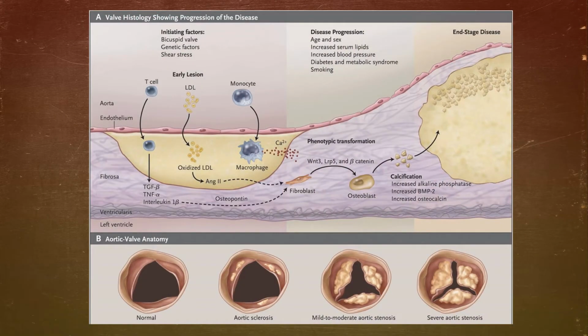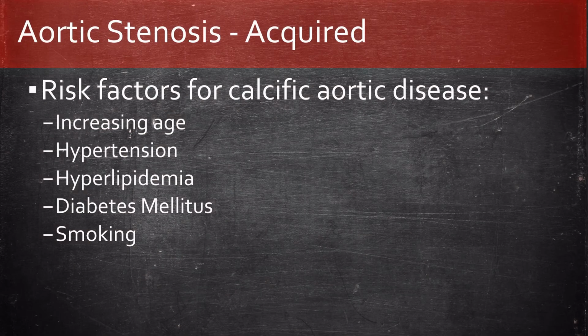This is a very useful picture showing how degenerative calcification takes place. As you can see, it's quite similar to atherosclerosis, involving LDL deposition and inflammatory cytokine release. The risk factors are also similar to atherosclerosis and include increasing age, hypertension, hyperlipidemia, diabetes, and smoking.